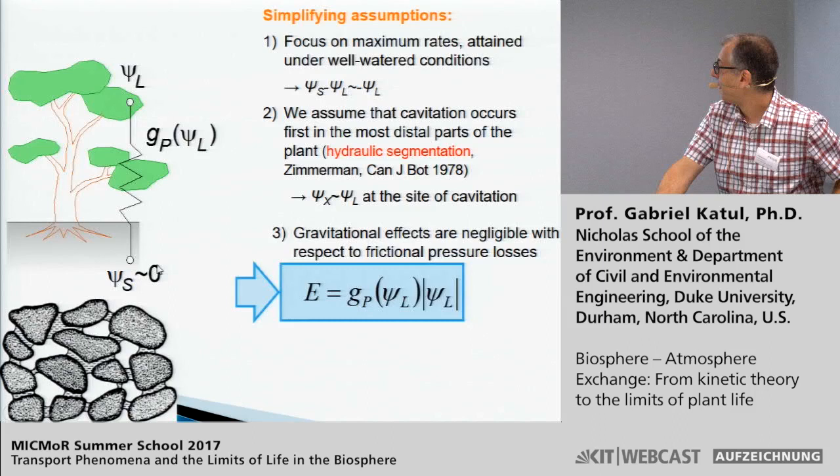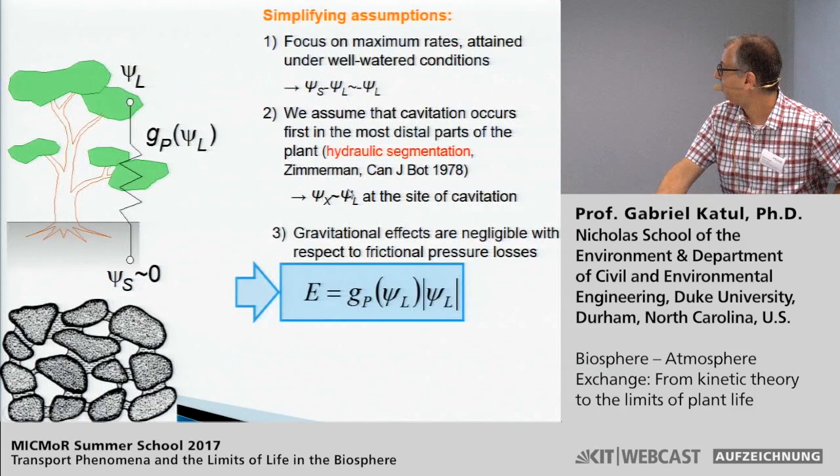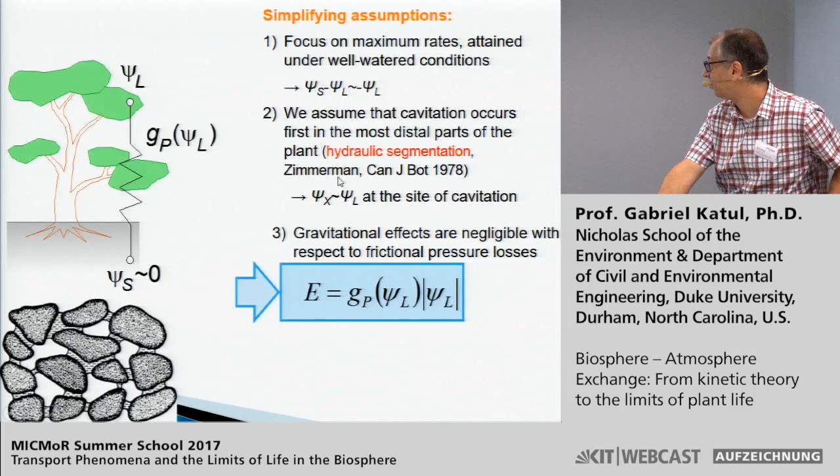Now, because the soil pressure is small relative to the leaf pressure under well-watered conditions, we're going to throw the soil pressure out. So the driving gradient to the whole problem is leaf pressure. And if we assume that the xylem hydraulic conductivity is primarily driven by this leaf pressure, this is not a new idea. This has been around for a while by Zimmermann. It was called the hydraulic segmentation hypothesis, in that cavitation occurs first in the most distal parts of the plants, and the simulation by Gill does provide evidence for that.